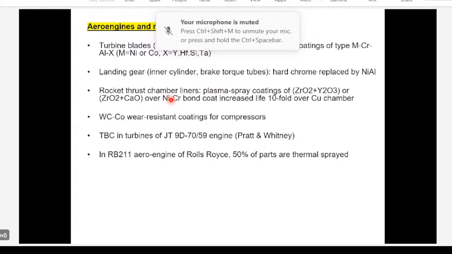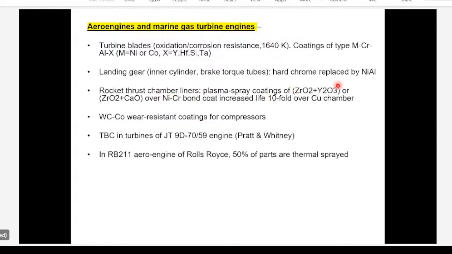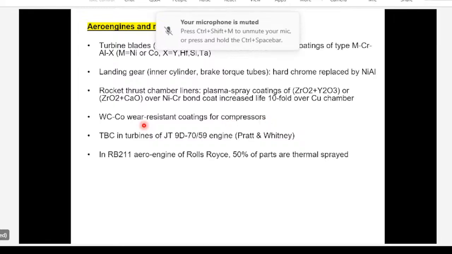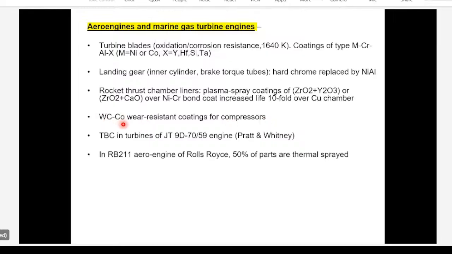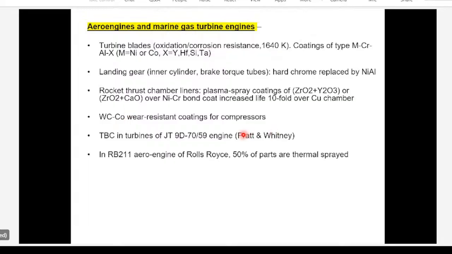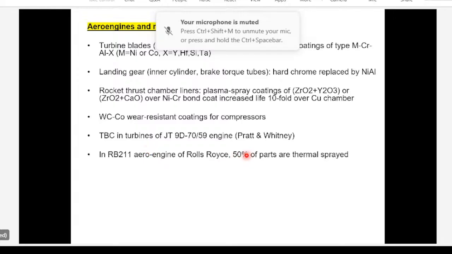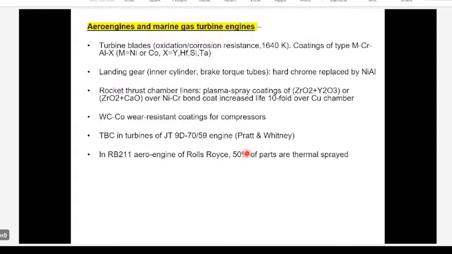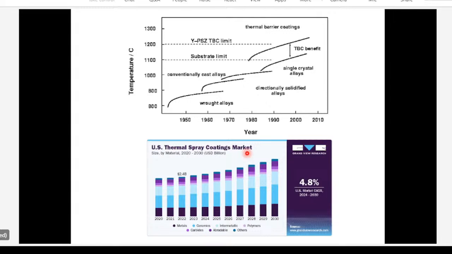Rocket thrust chamber liners have plasma coatings of ceramic materials, oxides, over some kind of a bond coat. Tungsten carbide cobalt, wear resistant coatings for compressors. We know that tungsten carbide cobalt is also used as cermet in cutting tools, right? So the same material is used in compressors of engines. So these are some of the other application areas of thermal spray. It's a very, very wide range of applications.